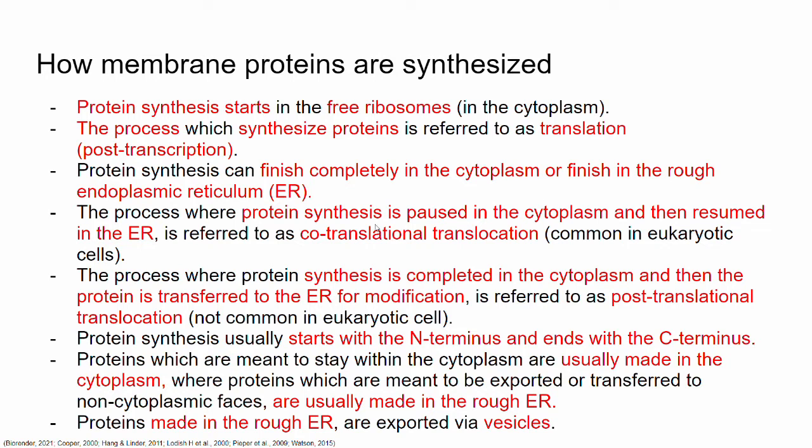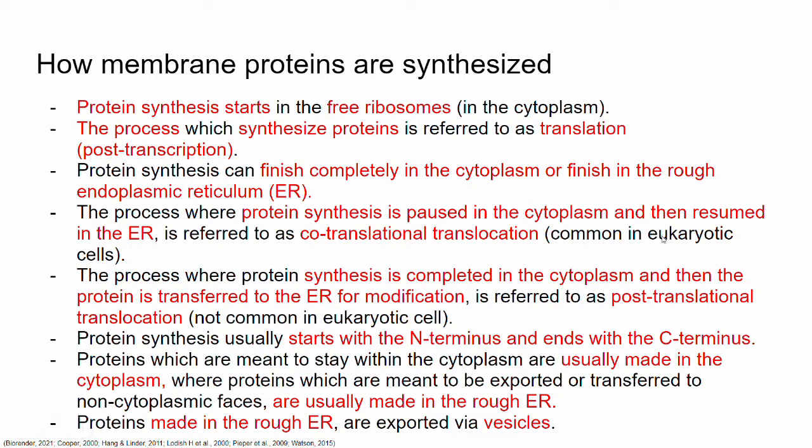The process where protein synthesis is paused in the cytoplasm and then resumed in the ER is referred to as cotranslational translocation. Cotranslational because we're talking about two different organelles working on the translation process, in this case the ribosomes and the endoplasmic reticulum. And we have translocation because there is a change of location from the cytoplasm to the endoplasmic reticulum, or the membrane of the endoplasmic reticulum in this case. This is the most common process in eukaryotic cells.